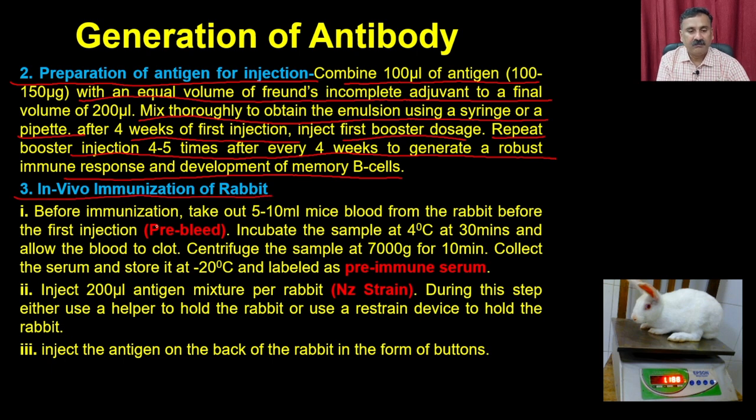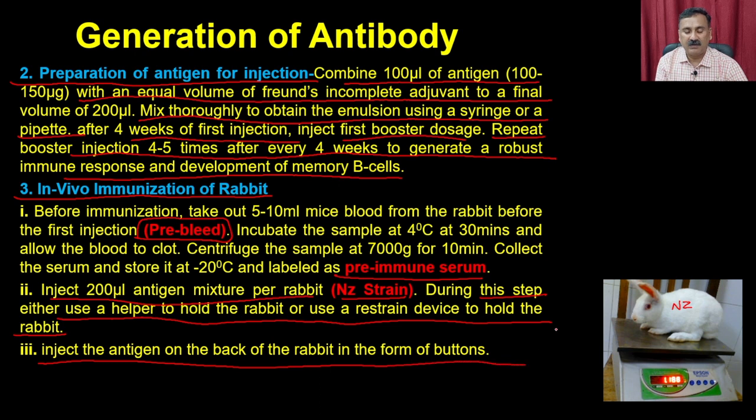Once the antigen is ready, you can do the in vivo immunization of the rabbit. Before immunization, you take out some amount of blood to serve as a control, called the pre-bleed or the pre-immune serum. Then you inject the 200 microliter antigen into the rabbit, which is going to be the NZ strain. During this step, either use a helper to hold the rabbit or use a restraint device. Inject the antigen onto the back of the rabbit in the form of buttons. These buttons are going to release the antigen in a very slow mode.